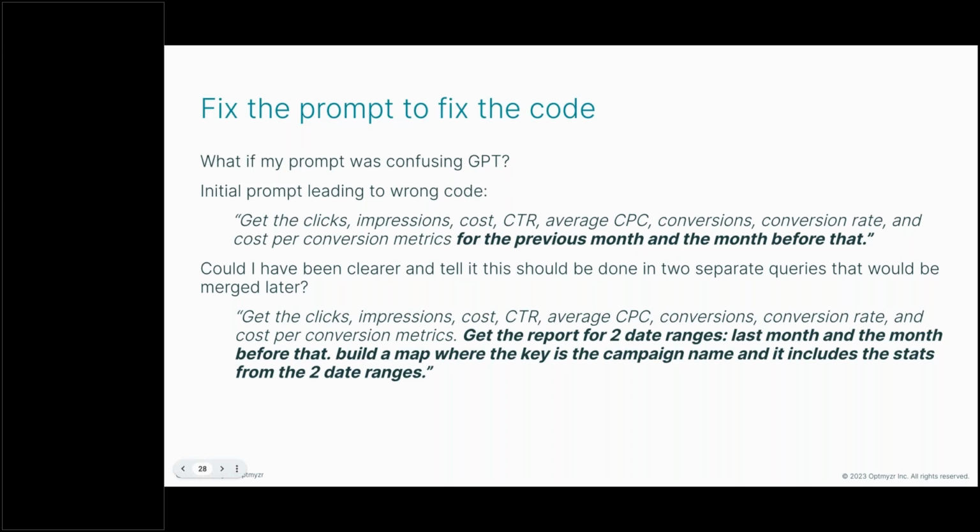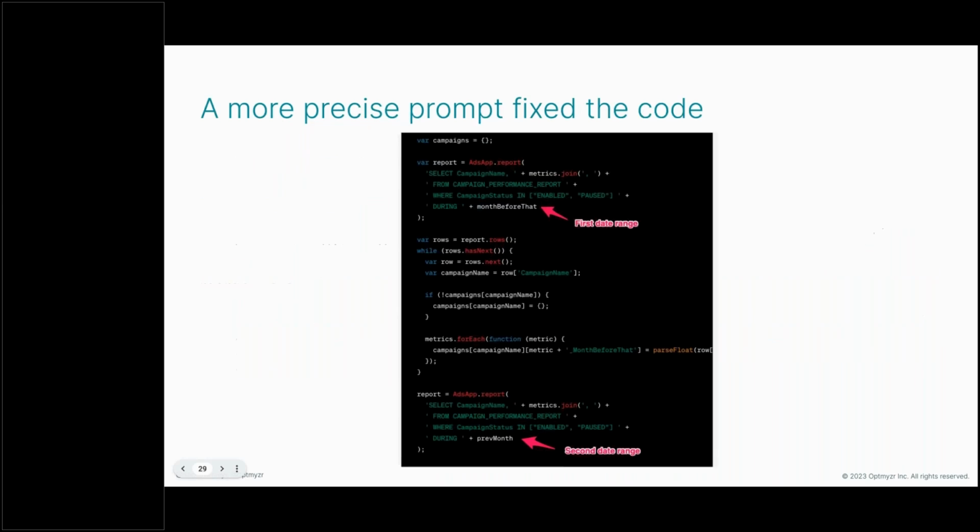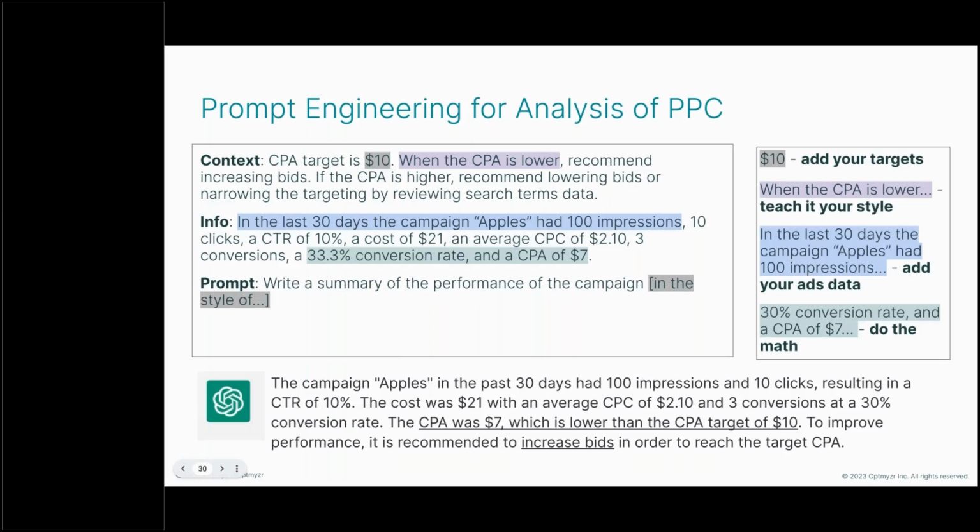So then when I went back and got a little bit more verbose in my specification in my prompt, I said, get the report for 2 date ranges, the last month and the month before that, and then build a map where the key is the campaign name and it includes the stats from the 2 date ranges. It somehow got the hang of it. And I was like, oh, he's asking for 2 different reports, and then he wants them to be combined together into a single thing. And then it actually does it correctly. It splits the 2 calls for the data to Google Ads into 2 different sections. So if you're going to start writing scripts, just think about being more explicit, being maybe a little bit more of a micromanager, because that's going to help you get the right thing coming out of it.